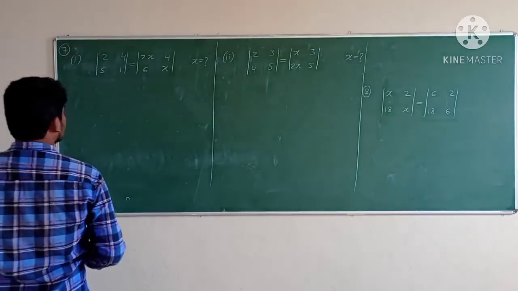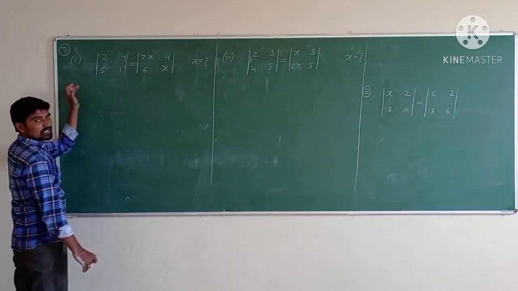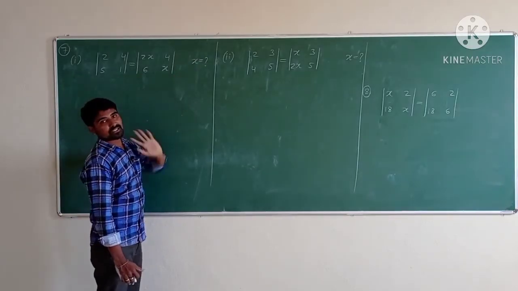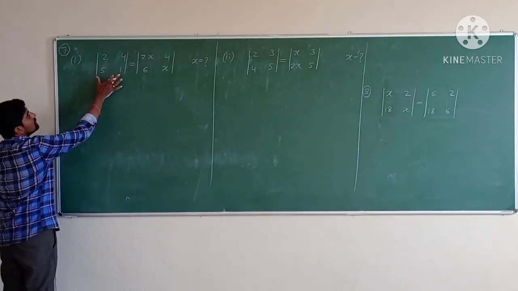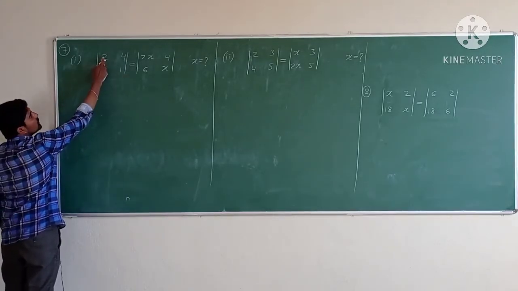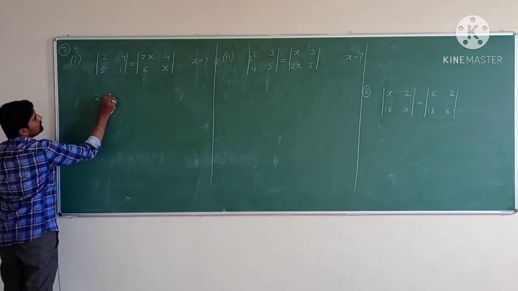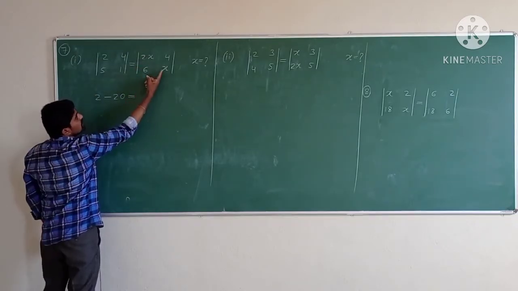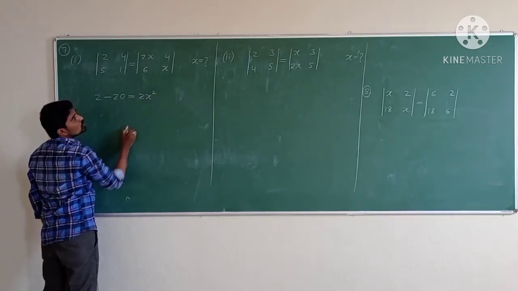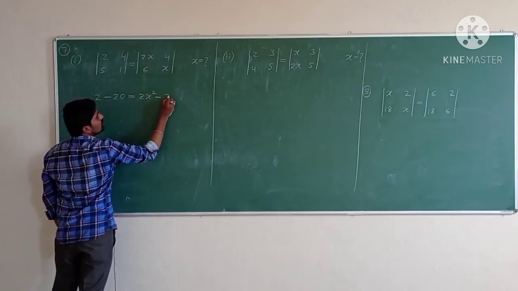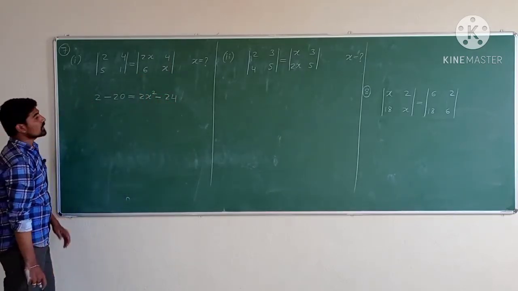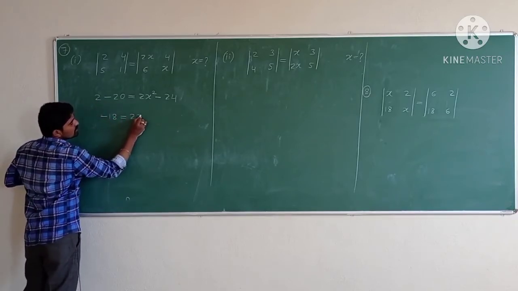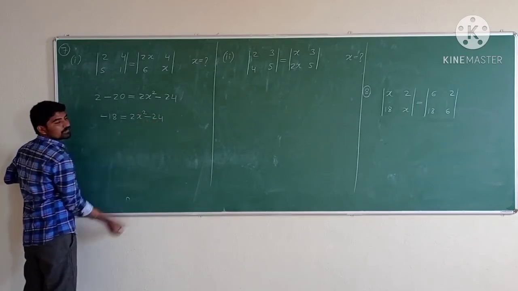So now the question number 7. In that the first question, he has given that these two determinants are equal. Then we need to find the value of x. So the determinant value of the first one: 2 into 1, 2, minus 5 into 4, 20, is equal to 2x into x, 2x square minus 6 into 4, 20. So 2 minus 20 is minus 18, which is equal to 2x square minus 24.